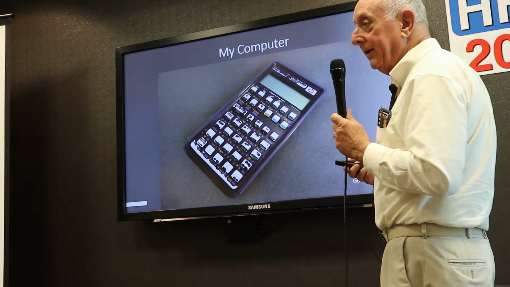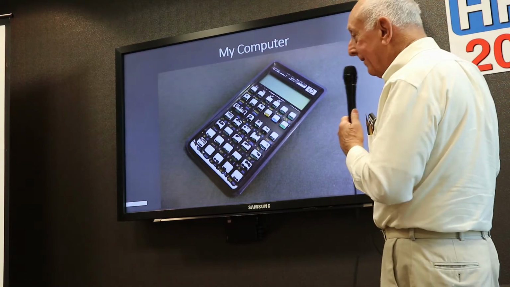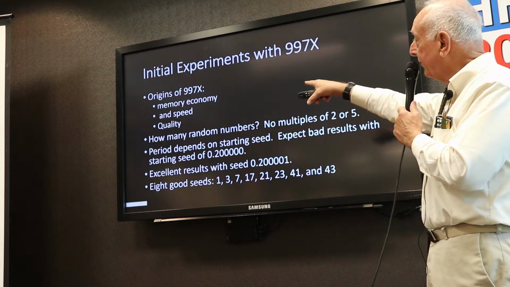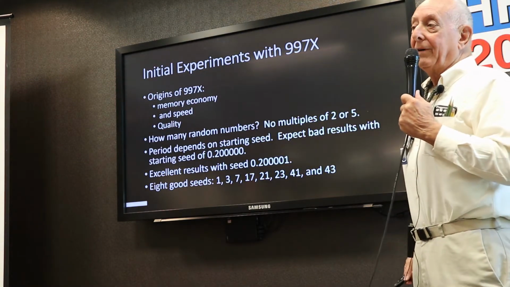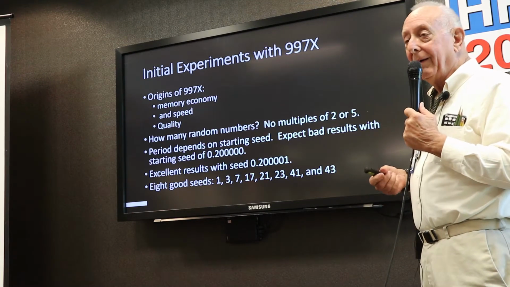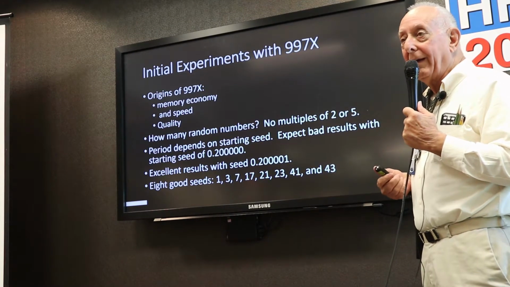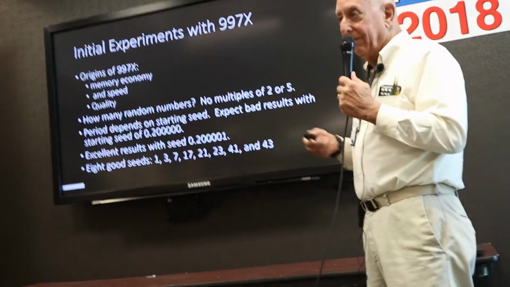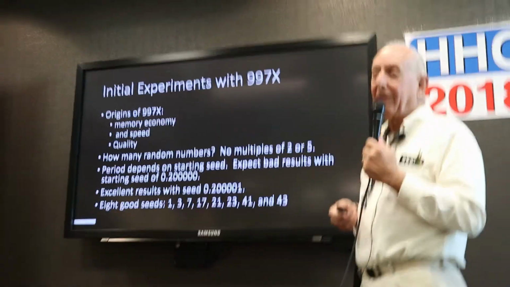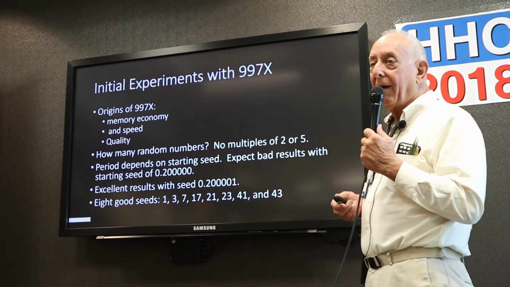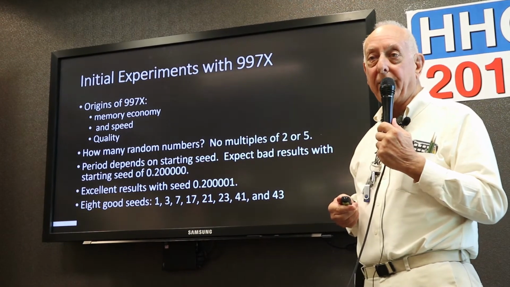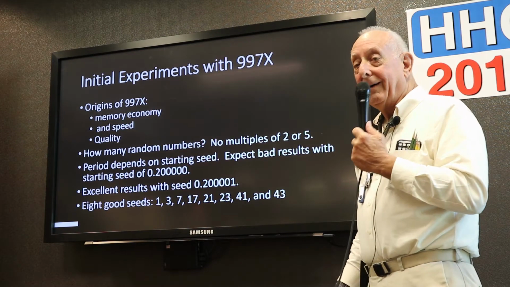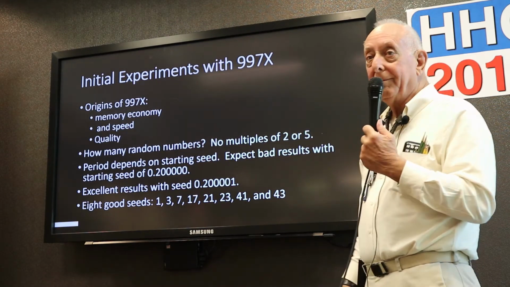So what kind of tests can we do on random number generators? Well, the things about 997X that you have to know is basically it follows two main guidelines. The first guideline is in the Bureau of Standards, the Handbook of Mathematical Functions. They tell you to use a multiplier that's very close to the square root of the modulus. Well, you can't get much closer than that if the modulus is 1,000,000.